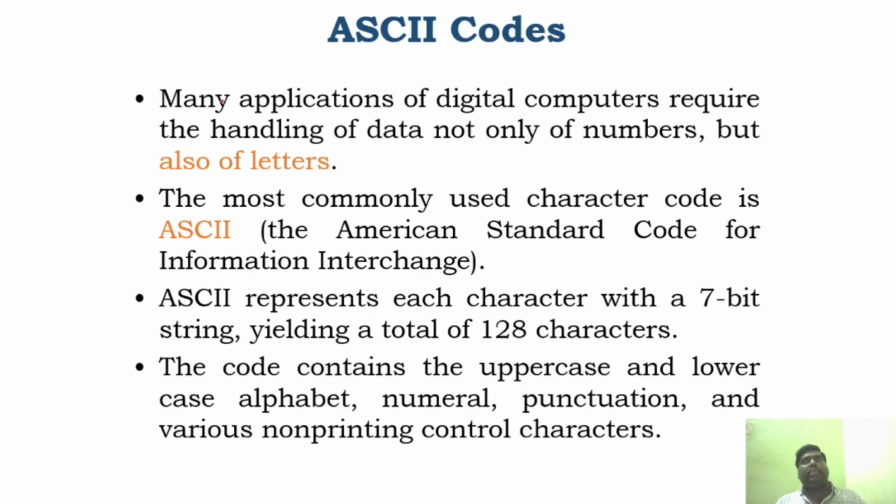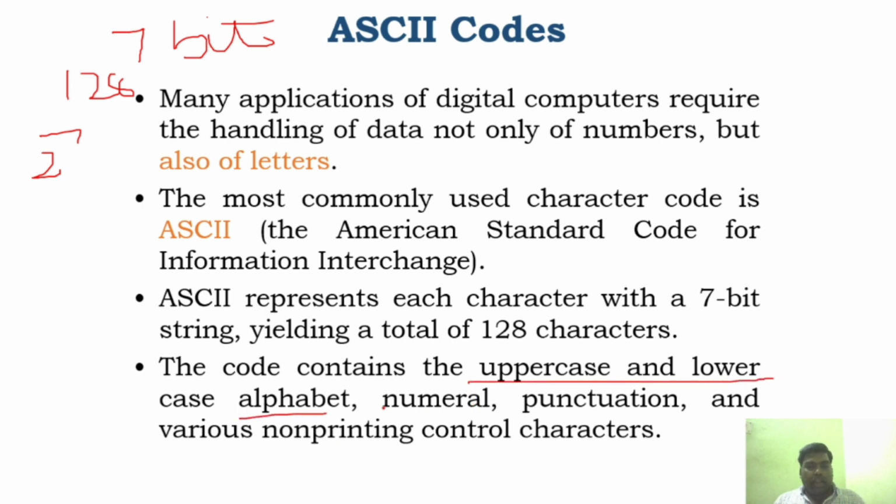So ASCII code is normally used to represent alphanumeric characters, that is alphabets, numbers, special characters. Everything can be represented in computers using ASCII codes. Okay, and ASCII is American Standard Code for Information Interchange. An ASCII code is normally represented as 7 bits, right? It is 7 bit. So the total number of characters is 128, that is 2 to the power of 7. And you can represent uppercase and lowercase alphabets, numerals, punctuations, printing and non-printing control characters. You can represent everything in ASCII codes.